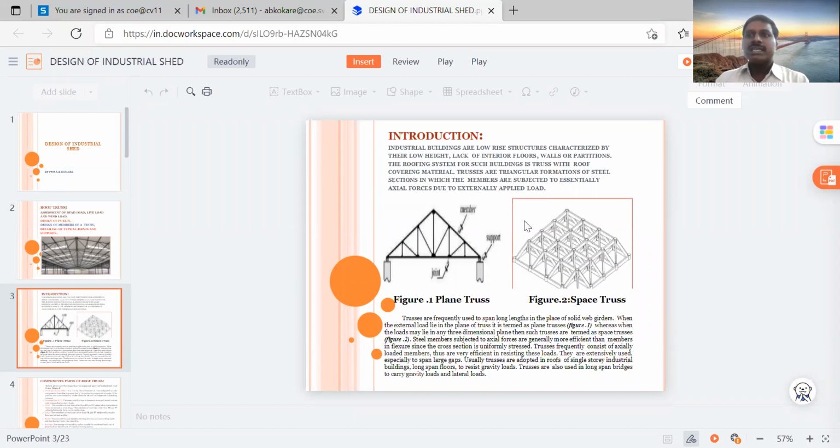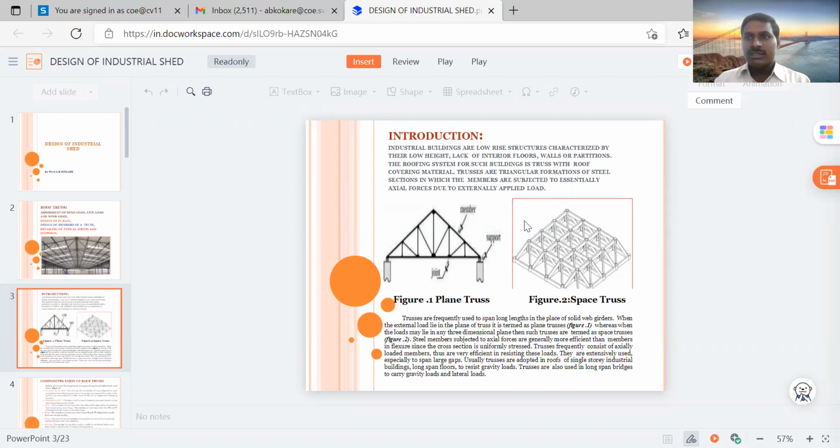The industrial shed is a low-rise building. If you see the RCC building, we can construct an RCC building G plus 1, 2, 3, 10, 20, 100-story building. But here the limitations are there. For the industrial shed, there are limitations. So industrial shed is a low-rise structure, and this is characterized by low height. So here we have to consider this while designing the industrial building.